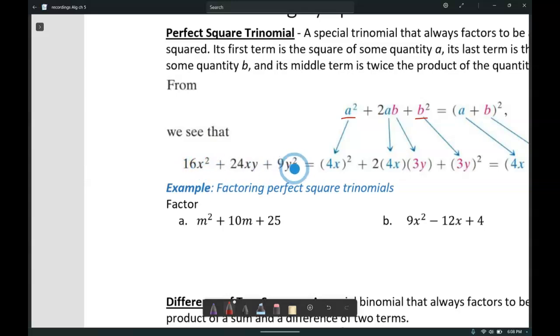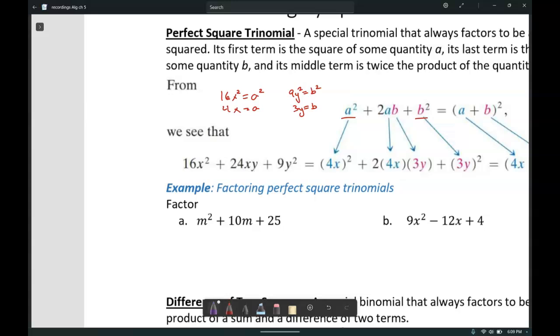And so what we can do is figure out, well, what quantity squared would be what each of these are. What's the a value? If 16x squared equals a squared, well, a would be 4x. And then if 9y squared is b squared, then 3y equals b. And so the first thing we do is we look at the first and last term and try to identify, are these squared quantities? And then identify what those quantities would be.